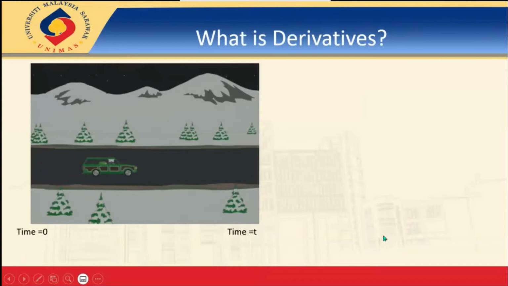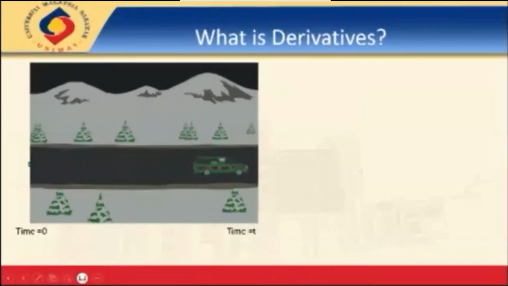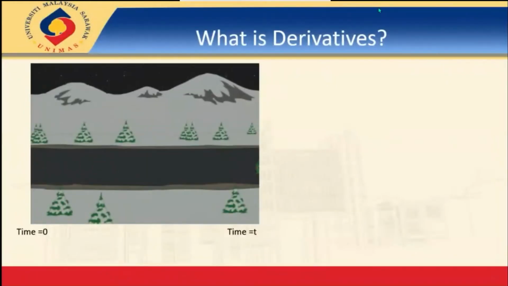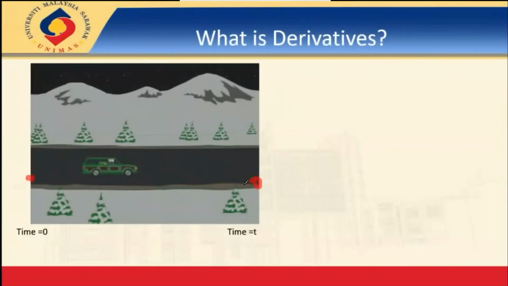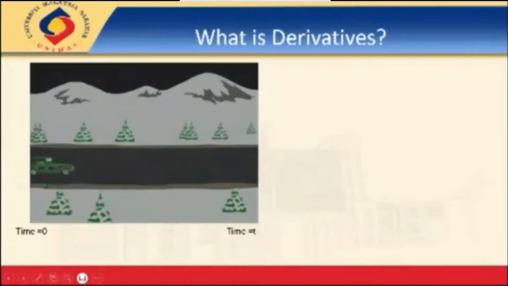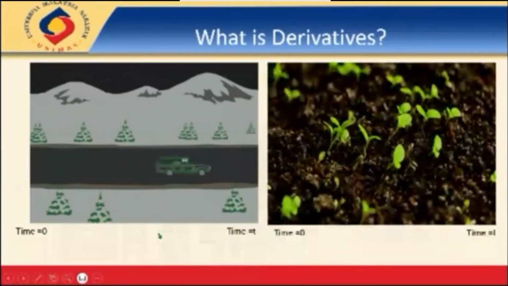Next example, the car is covering some distance. Let's suppose from this point to this point, this is the change in the distance, the change in position. When the car covers this distance, it takes some time. So there is a change after some time, the same as these plants take time to grow.